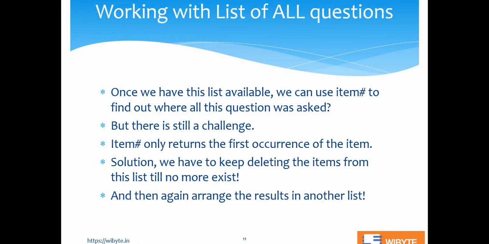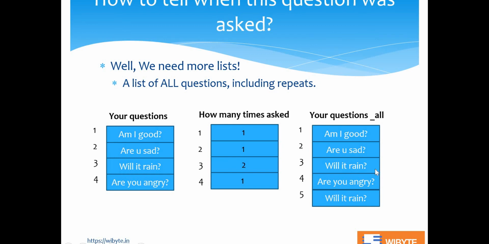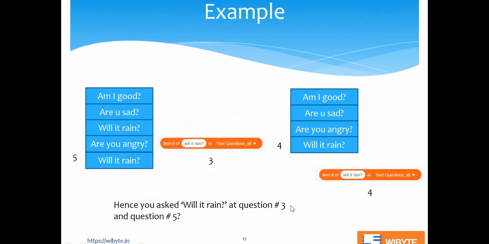In fact, we can use item number to find out, but there's still a challenge because item number in this kind of a list will return you only the first occurrence of this item. So for example, if I run this on your questions all, you will find that item number will return me number 3, but not number 5. So how do we handle this? Well, again, gets complicated, but good to think about it.